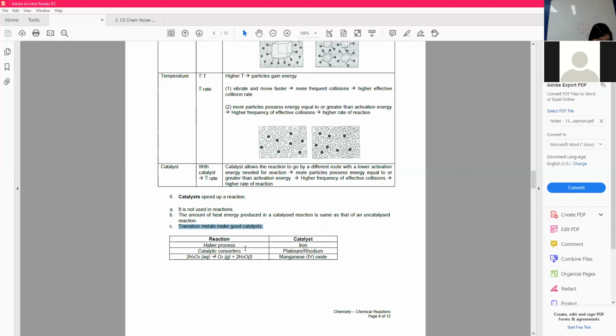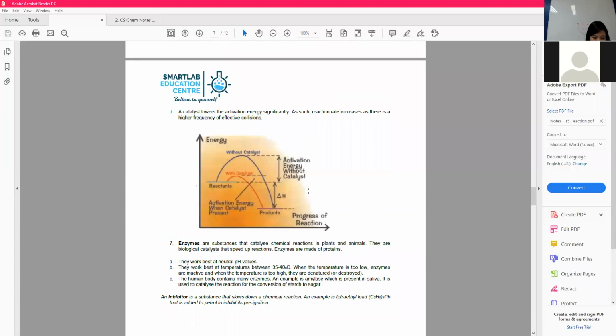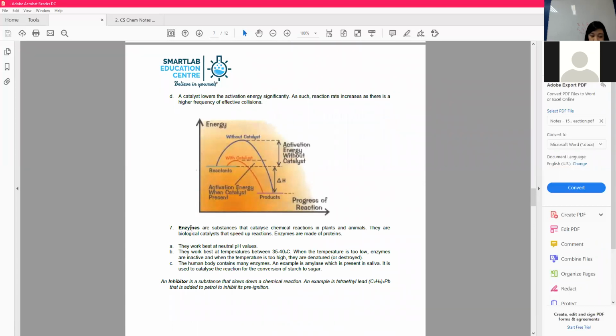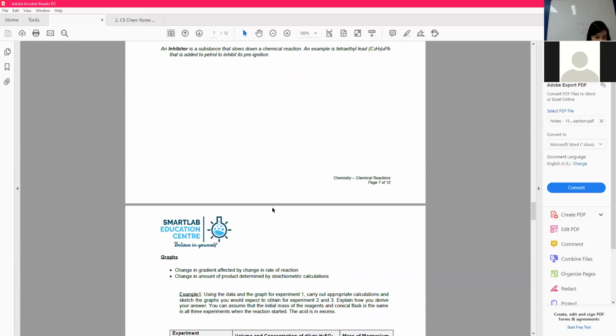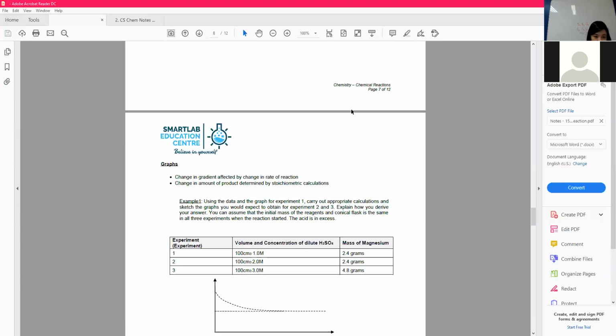For example, in the Haber process, where you make ammonia, iron is there as a catalyst. Iron is not involved in the equation, but it will just be there to speed up the whole process. Then in the decomposition of hydrogen peroxide, you will need manganese oxide as a catalyst. And in our body, the biological catalysts are enzymes. This one is more for the bio part, so just read through. Now we look at the graph part at the bottom.